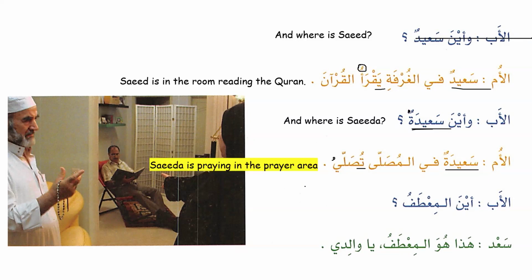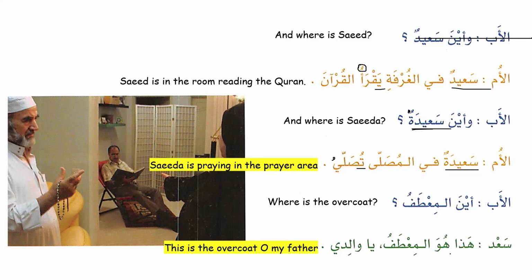So the mother says Saida is praying in the prayer area. Al Musalla is basically the prayer area. Musalla is a small place, whereas masjid is a big place for praying. Ayna al-mi'tafu, and now the father says, where is the overcoat or the raincoat? And Saad says, Hada huwa al-mi'tafu ya walidi. Saad says, this is the overcoat, oh my father.